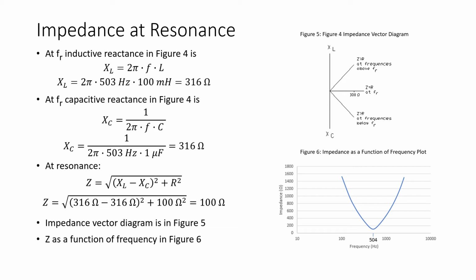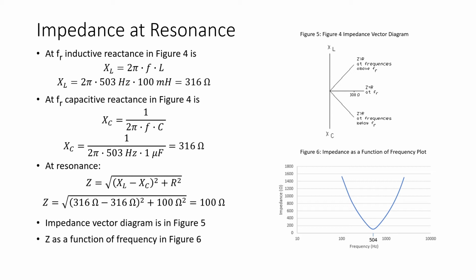Now, at frequencies above the resonant frequency, X sub L now becomes greater than X sub C, and the phase angle moves into the first quadrant because, of course, the vector sum of R plus X sub L minus X sub C will be greater than R because X sub L is greater than X sub C. And likewise, at frequencies below the resonant frequency, the impedance increases above 100 ohms because now we're operating in the fourth quadrant with X sub C being greater than X sub L.